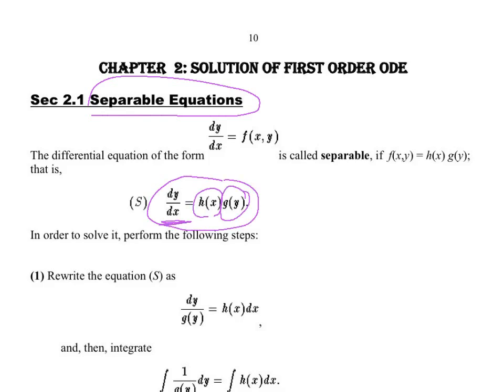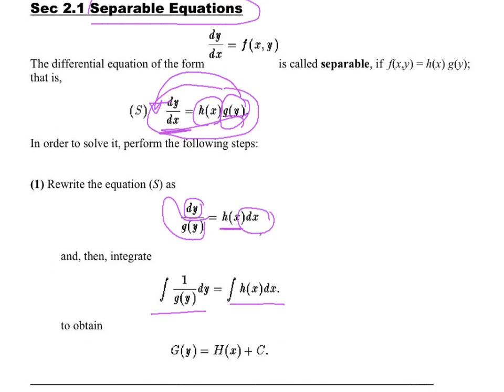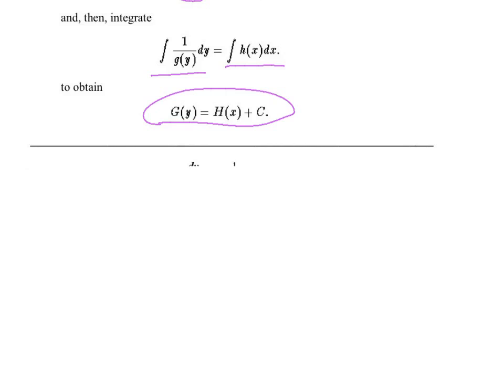So we have a product between a function of x and a function of y. Because when we have a product, we can separate the variables. We can bring g(y) here as 1 over g(y) with dy, and keep the h(x) with dx, bringing dx to that side. And then we can integrate both sides and end up with a solution. Now, let us consider some quick examples of separable differential equations.